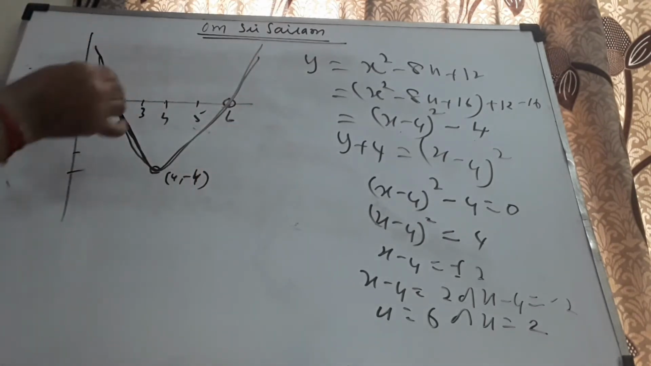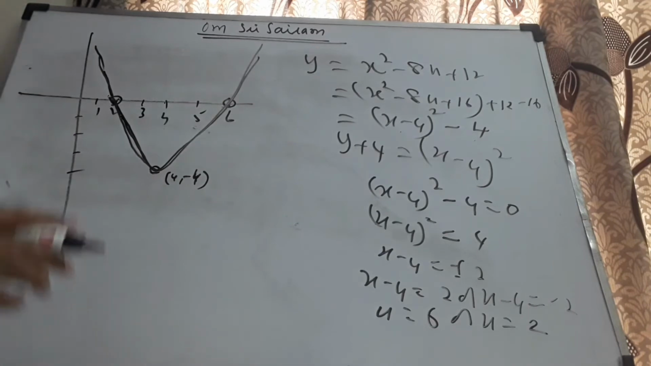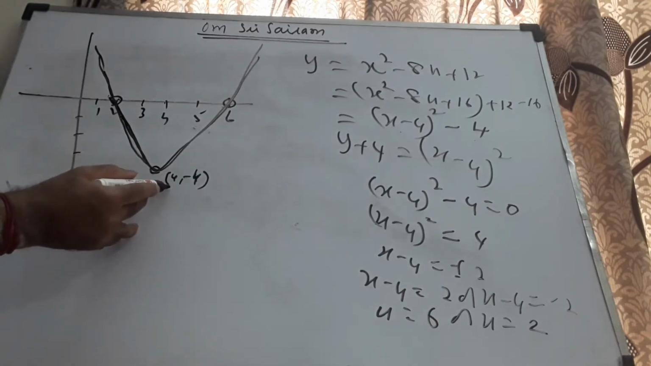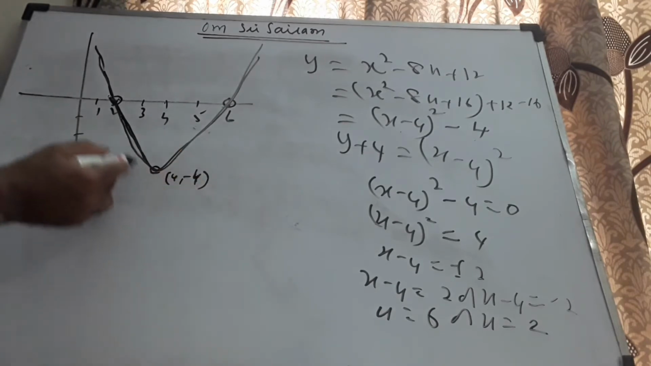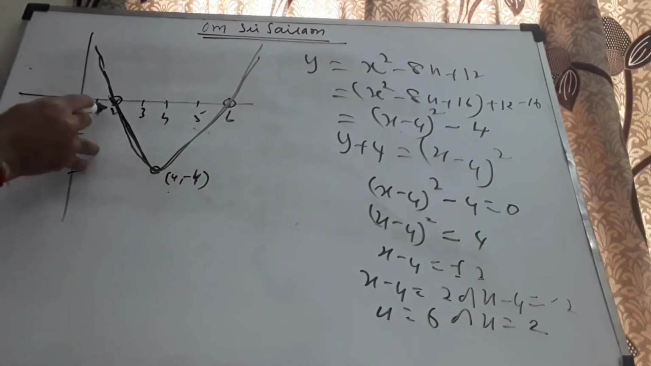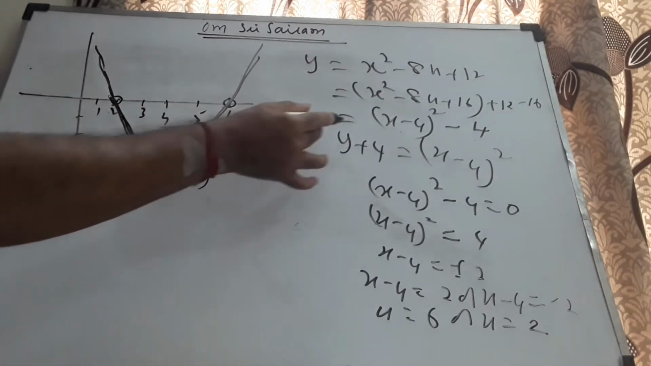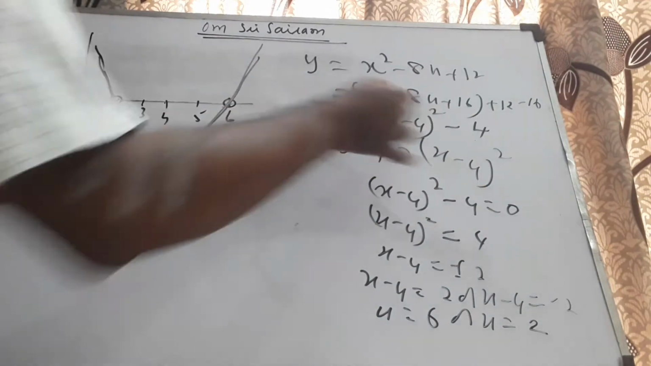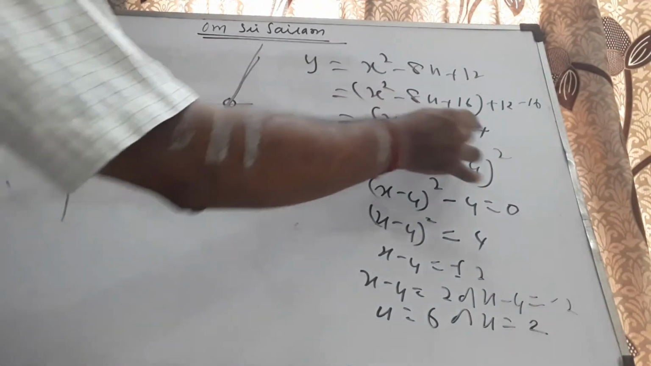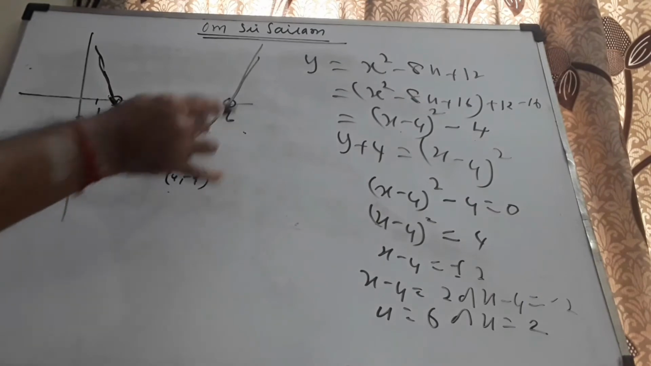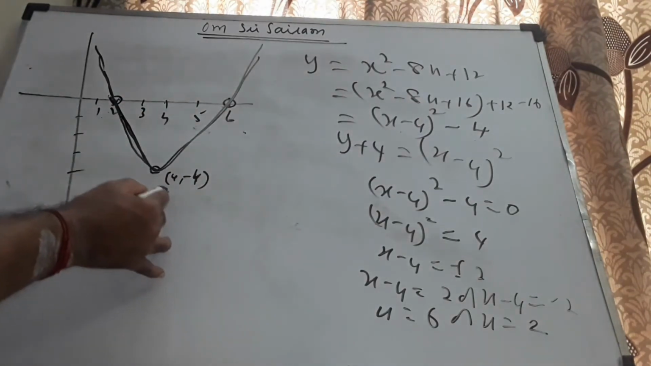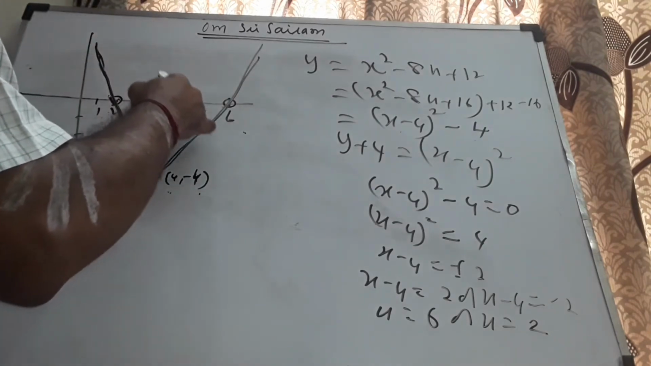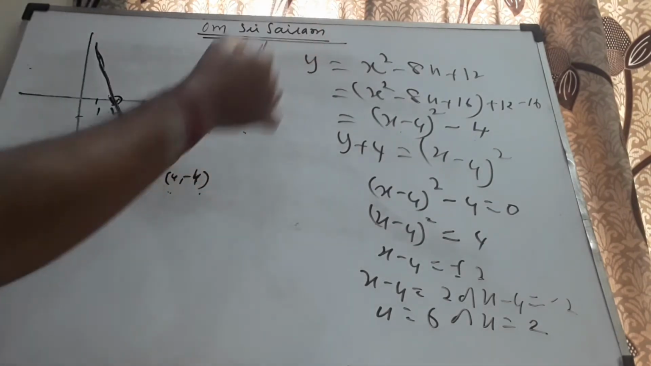Therefore, after drawing this, remember carefully, it has a vertex. This point is called the vertex of the parabola. It passes through 4 comma minus 4, 2 comma 0, and 6 comma 0. You can just check: (2 minus 4) the whole square is 4, minus 4 is 0. (6 minus 4) is 2 square, 4 minus 4 is 0. It passes through 2 comma 0 and 6 comma 0. When x is 4, y is minus 4, it passes through 4 comma minus 4. Therefore, I'll have a smooth curve joining these 3 points. It is known as a parabola.